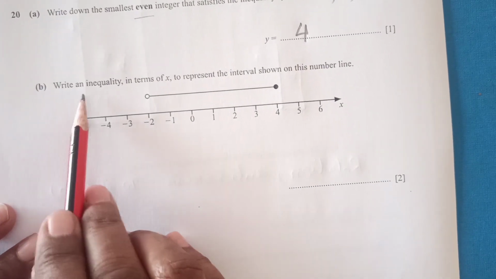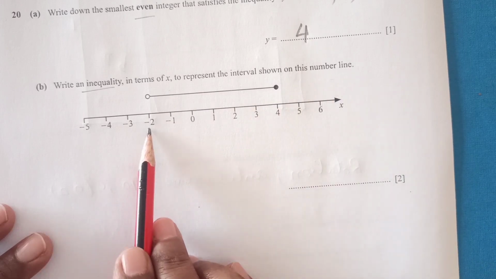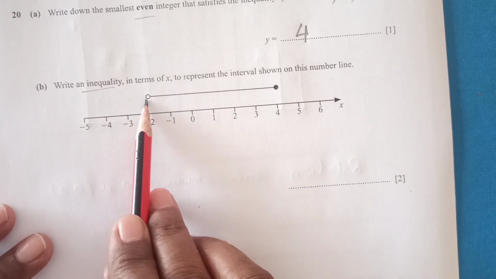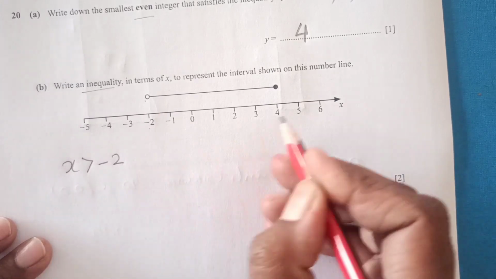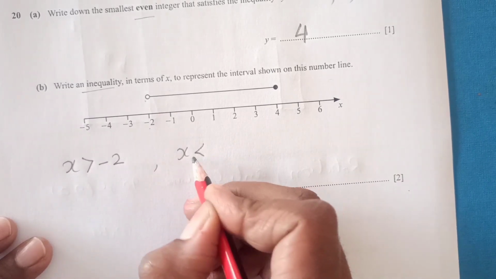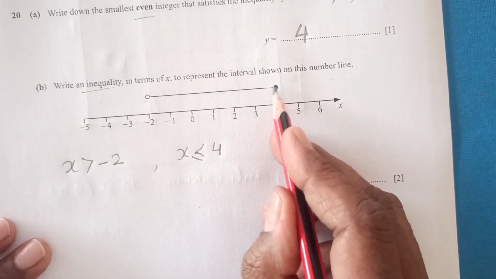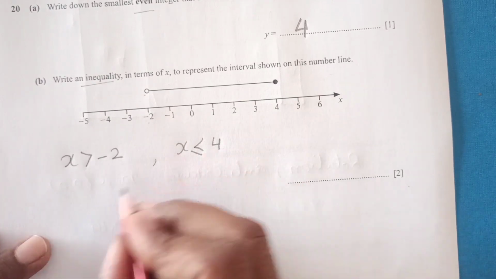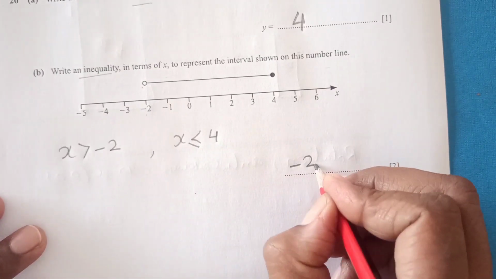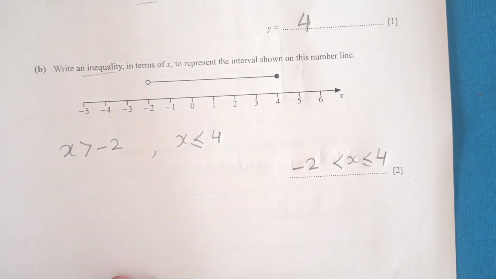Now write down an inequality in terms of x to represent the interval. So here we have a hollow circle, so that means x is greater than -2, and x is less than or equal to 4, because there is a bold shaded circle here. So if you combine these two inequalities, it will become -2 less than x less than or equal to 4, right?